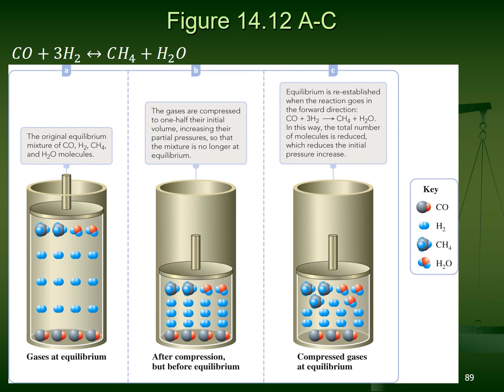So if you increase the pressure, the equilibrium is going to want to shift to the right to try to decrease the pressure due to the number of molecules. Here you can see in B, we compressed it down, and this is before equilibrium, and then it gets back to equilibrium, and notice that there's 1 more CH4, 1 more H2O, and 3 fewer H2 and 1 fewer CO. So the equilibrium has shifted to the right to balance out the gas pressure.